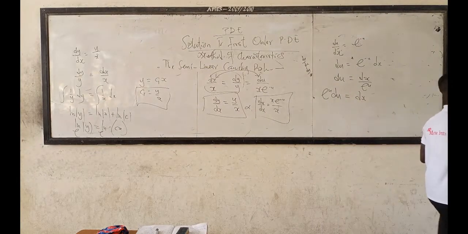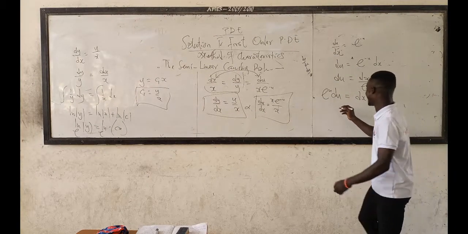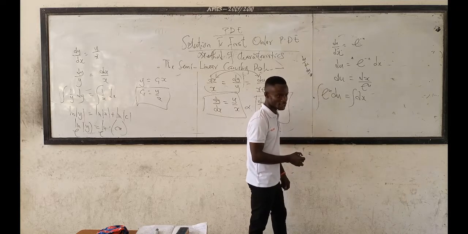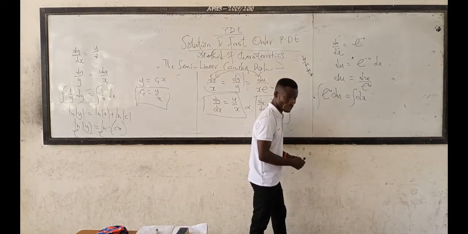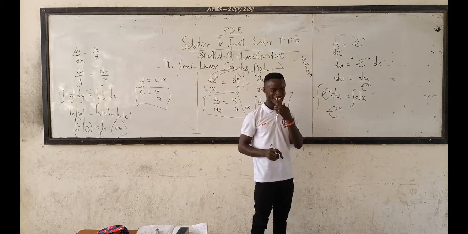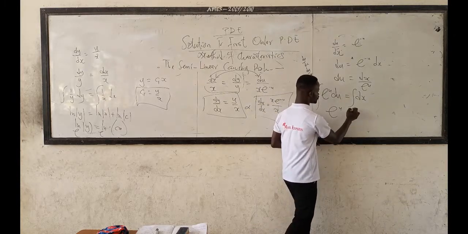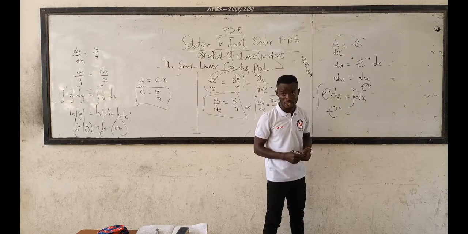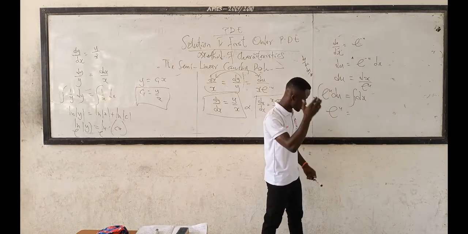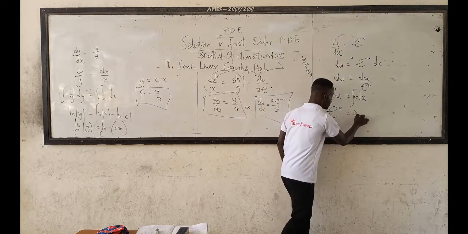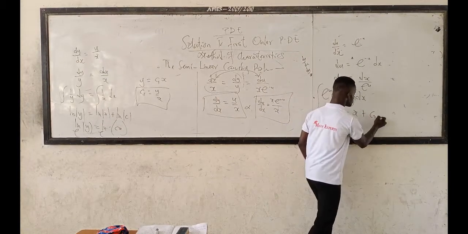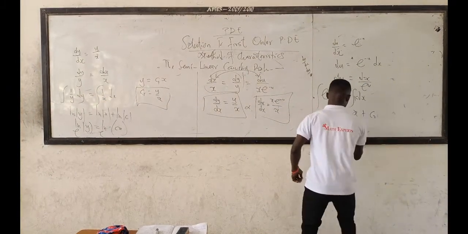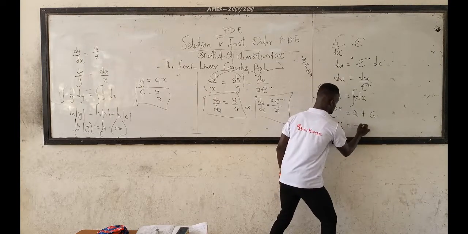So integrate both sides here. What are you going to get for this? Now the independent variable is u. So e raised to the power u is equal to, don't forget here is one, we're integrating one. We integrate for what we get, x. So x plus C2. Then after that, make C2 the subject.